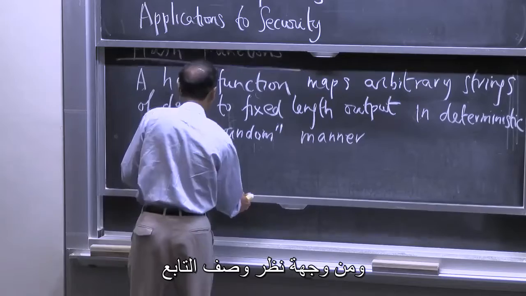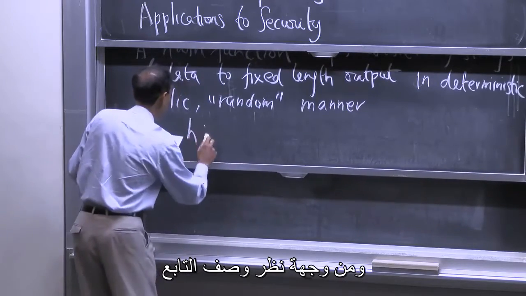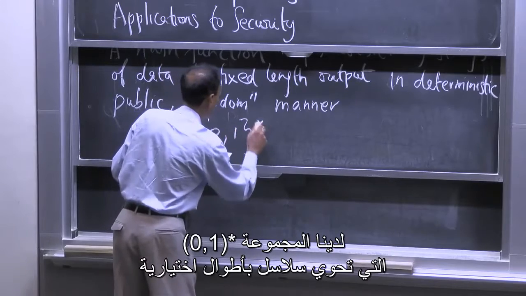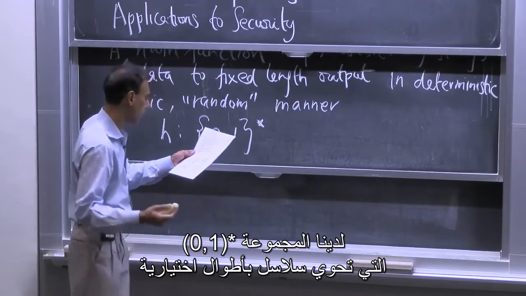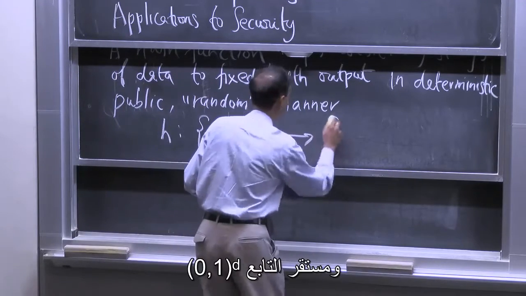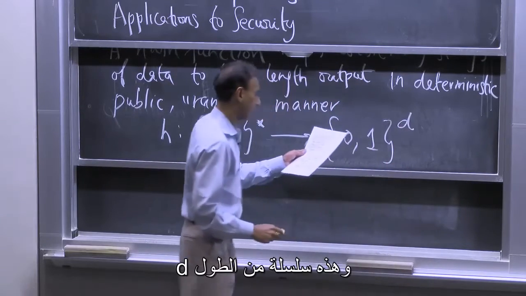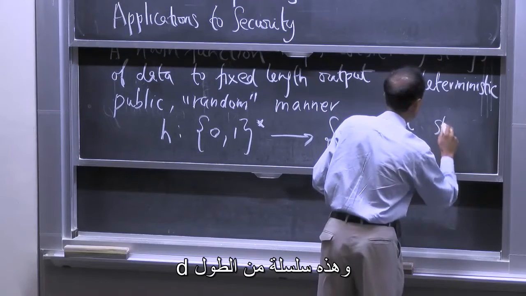And so just from a function description standpoint, you have {0,1}* here, which implies that it's an arbitrary length string, and we want to go to {0,1}^d, and this is a string of length d.